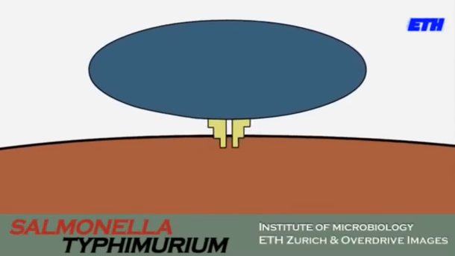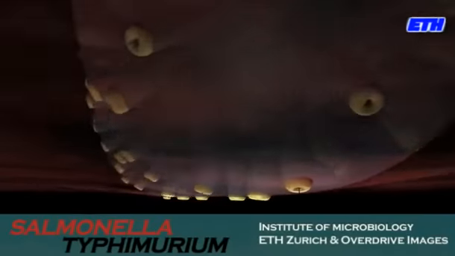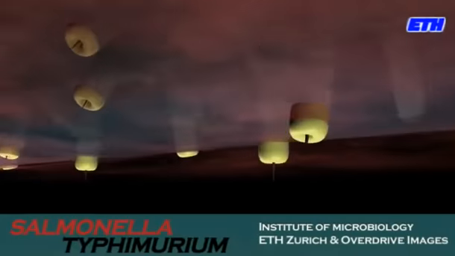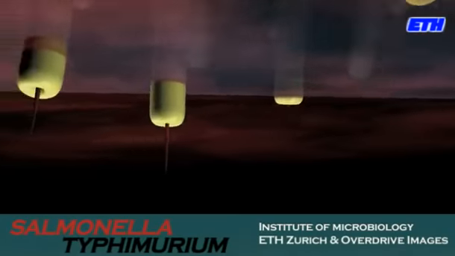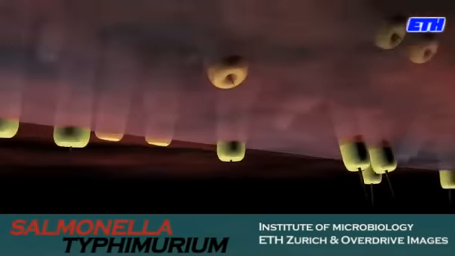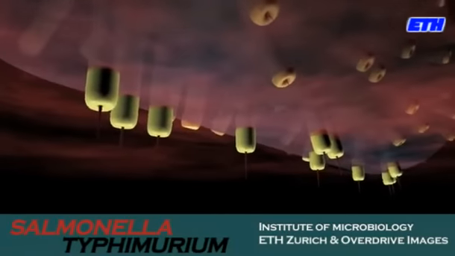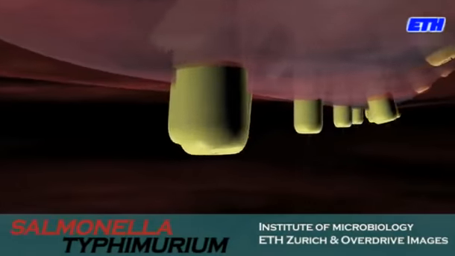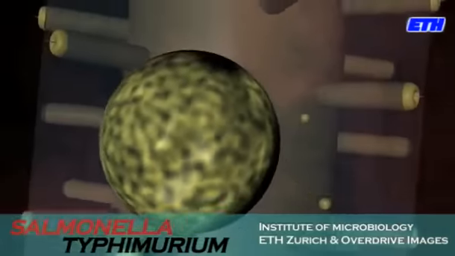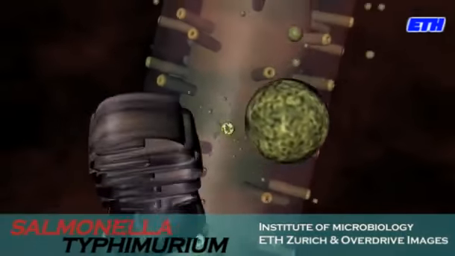The bacteria use a specialized needle-like organelle, a type 3 secretion system, to deliver its toxins directly into the intestinal host cells. This system functions like a molecular syringe, which starts to inject the Salmonella toxins as soon as it gets in contact with the host cell surface.